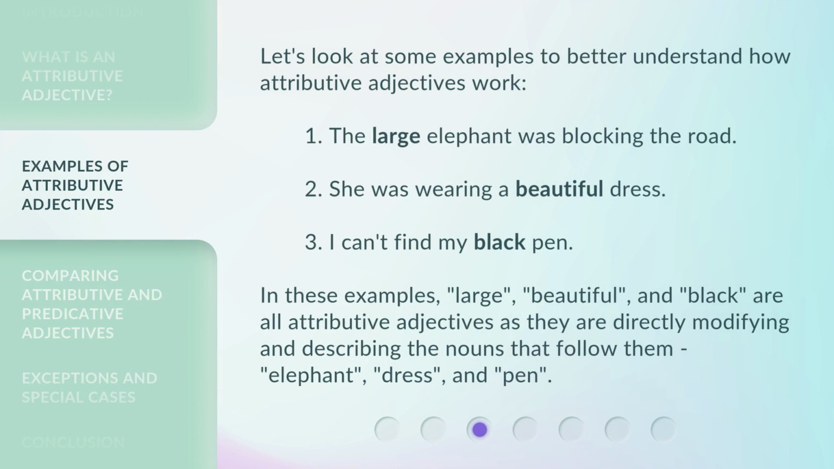Let's look at some examples to better understand how attributive adjectives work. 1. The large elephant was blocking the road. 2. She was wearing a beautiful dress. 3. I can't find my black pen. In these examples, large, beautiful, and black are all attributive adjectives as they are directly modifying and describing the nouns that follow them: elephant, dress, and pen.